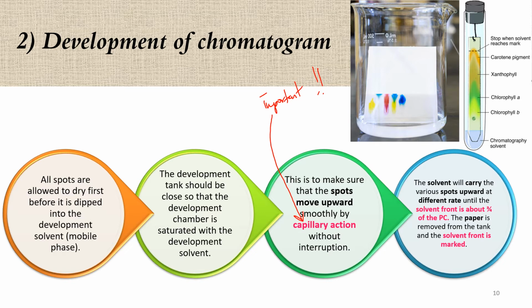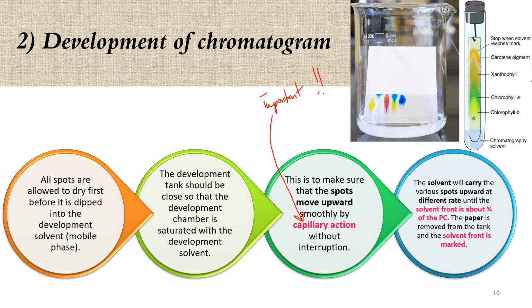Okay, so then we stand it upright. So then development of chromatogram, all spots are allowed to dry first before it's dipped into the development solvent. As I said before, the development tank should be closed so that the development chamber is saturated with the development solvent. Inside, when it is closed, the reaction will happen, so it will be complete, and it will touch all the surfaces of your paper. This is to make sure that the spot moves upwards smoothly by capillary action without interruption. So for TLC and also paper chromatography, the action that happens is capillary action.